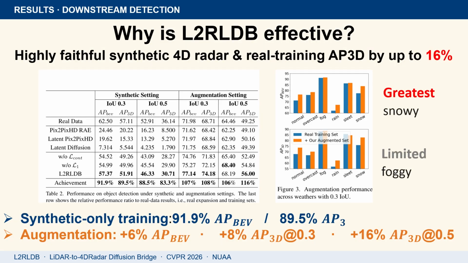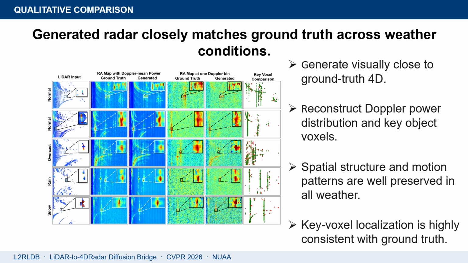Now the headline result. We use our synthetic radar to train a downstream 3D detector. With only synthetic data, we reach over 90% of real data performance, proving the synthesis is faithful enough to replace real data. And when we use synthetic data to augment real radar training, detection AP3D increases by up to 16% at the strict IoU threshold. Across all 6 weather conditions, normal, overcast, fog, rain, sleet, snow, augmentation gives consistent gains.